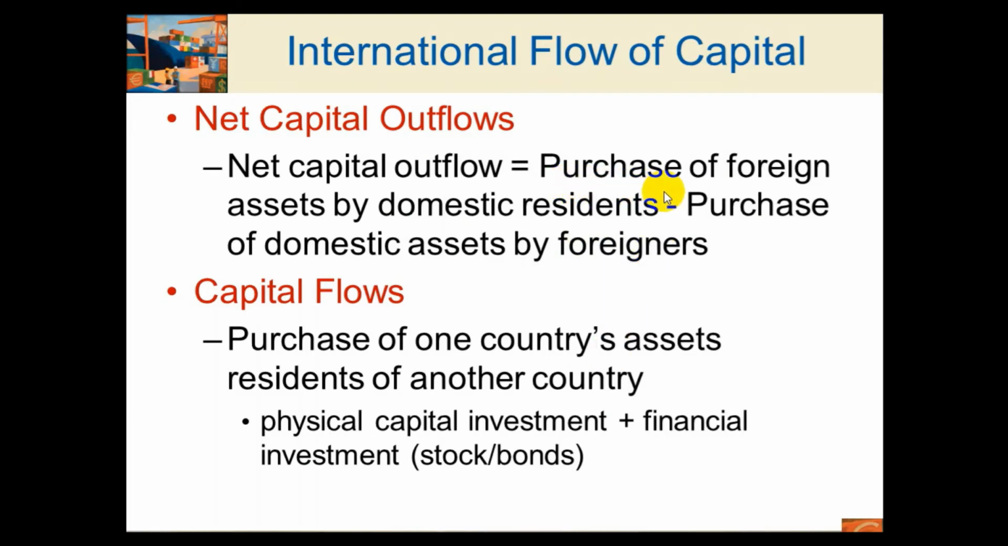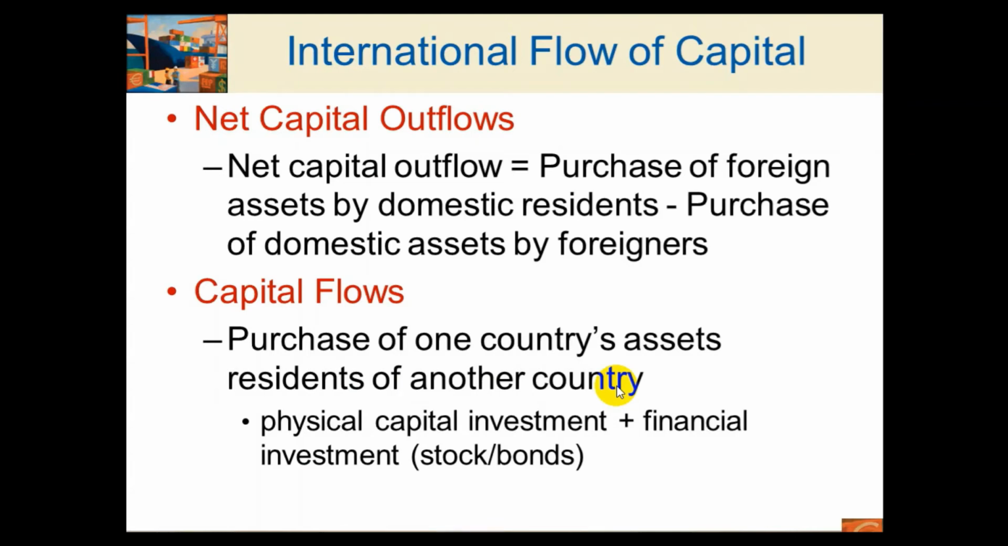For example, the purchase of foreign asset by domestic resident, like an Indonesian resident buying stock in a US company, will increase net capital outflow of Indonesia. Meanwhile, the purchase of domestic asset by foreigners, like a US resident buying a bond issued by the Indonesian government, will decrease Indonesian net capital outflow. If we talk about the flow of capital, the capital can move from one country to another country because there is a purchase of one country's asset by a resident of another country.